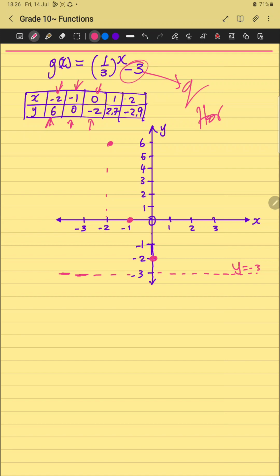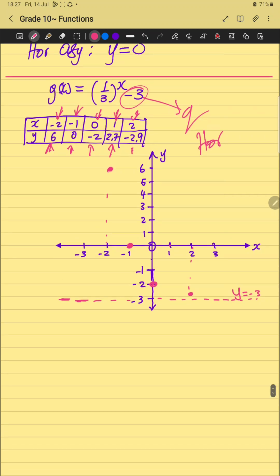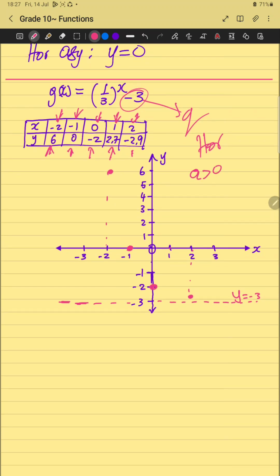And when X is 1, Y is 2,7, that means somewhere here. Then when it is -2,9, then we just go down, -2,9, that means somewhere here. And then we just consider the shape. And then when A is greater than 0 and when B is less than 1, greater than 0, which is 1/2 or 1/3, the shape is going to come from this side and ascend to the left. So we just join from here and then we go up.